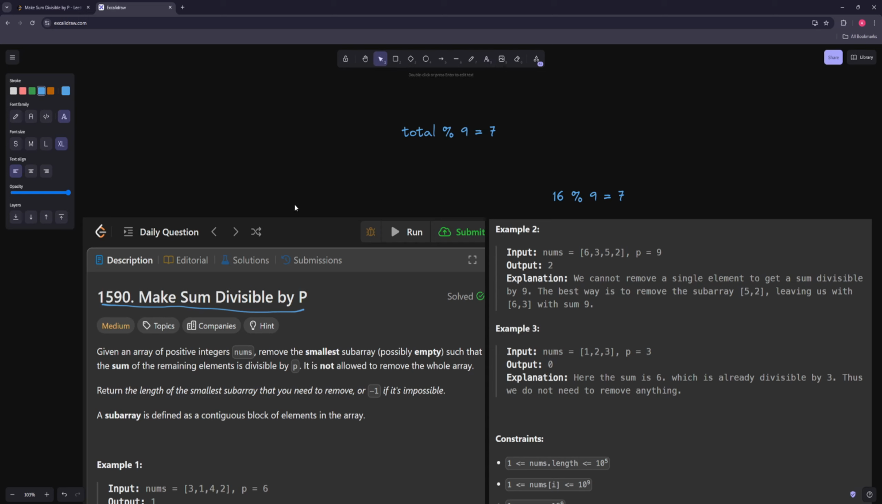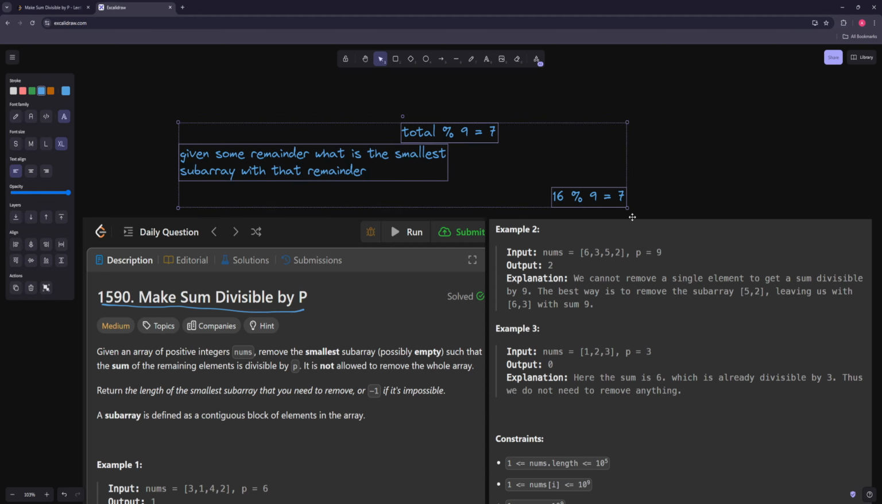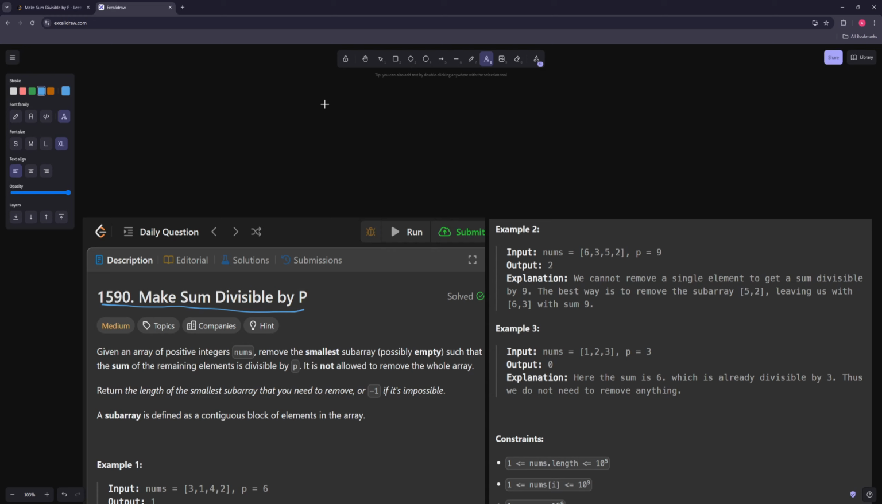And then basically our problem is, given some remainder, what is the smallest subarray with that remainder that is not the entire array? And it's kind of hard to figure that out. In this problem, we're saying what's the smallest subarray whose total mod 9 is 7. And how would we figure that out? That part's kind of tricky.